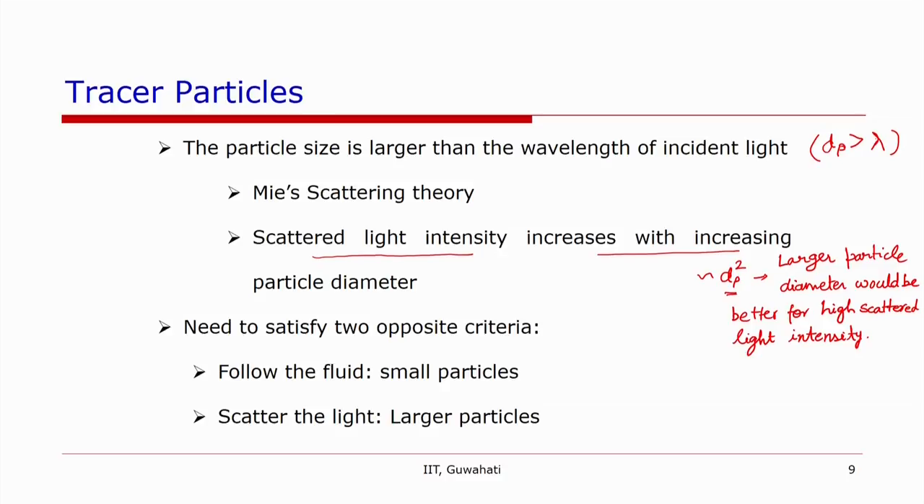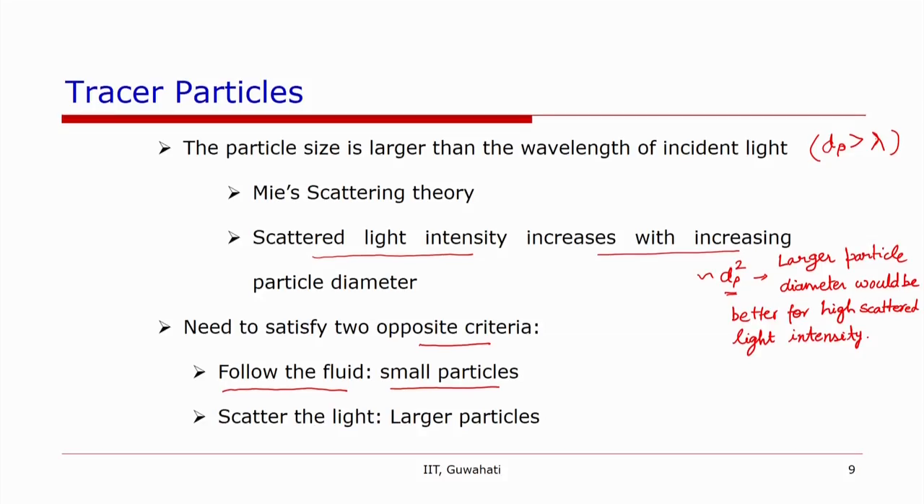Now, one needs to satisfy two opposing criteria, right? For small particles, the condition that the particles should follow the fluid requires small particles, and for the case when the particle size is larger than the wavelength of the incident light, that is when dP is greater than lambda, from the fluid dynamic considerations one would prefer small dP, and from the optics considerations one would prefer a larger particle diameter. So, one would need to have a balance between the two conditions and decide the size of the particles.